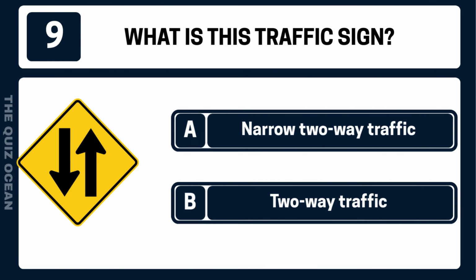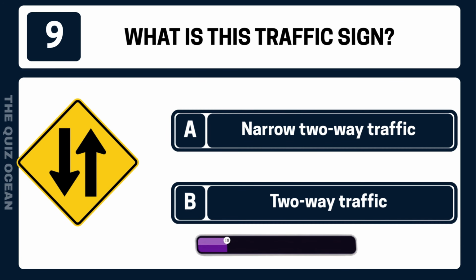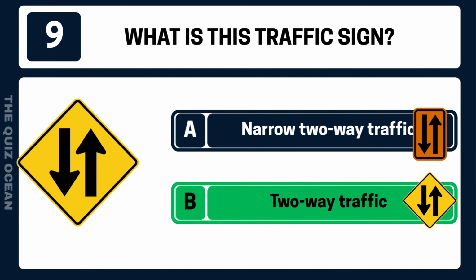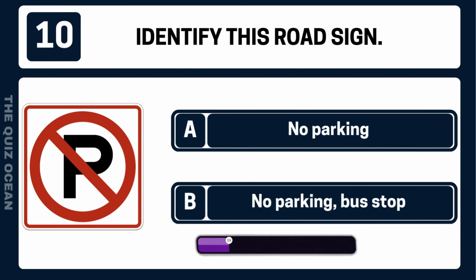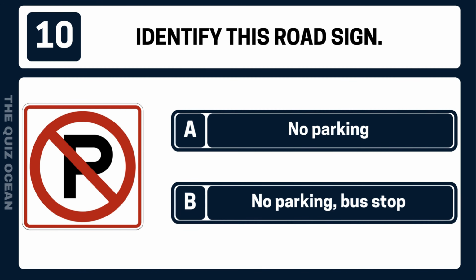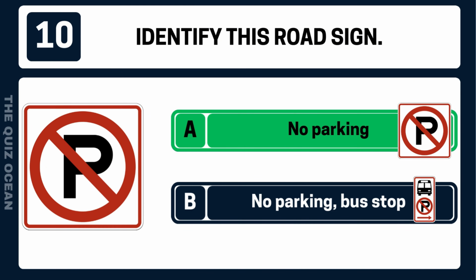Question 9. What is this traffic sign? A. Narrow two-way traffic. B. Two-way traffic. The answer is B. Two-way traffic. Question 10. Identify this road sign. A. No parking. B. No parking bus stop. The answer is A. No parking.